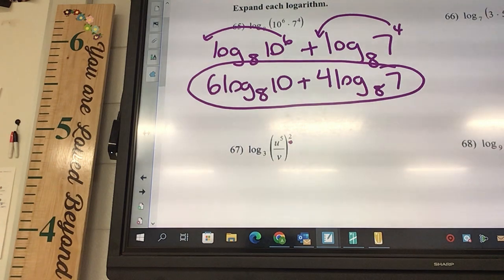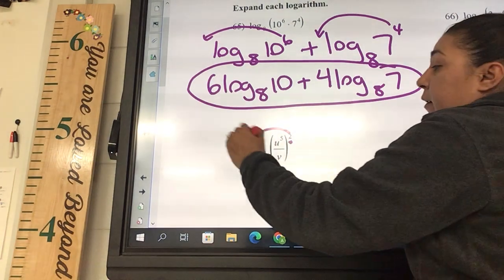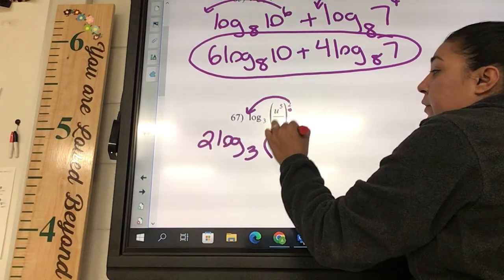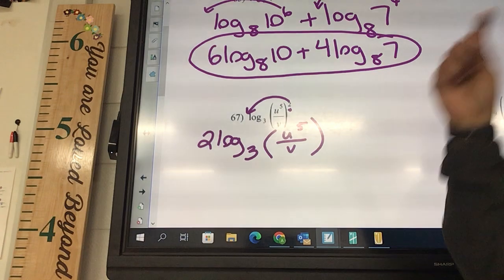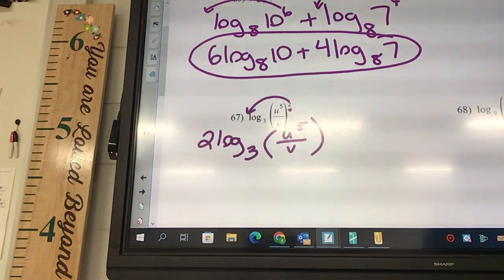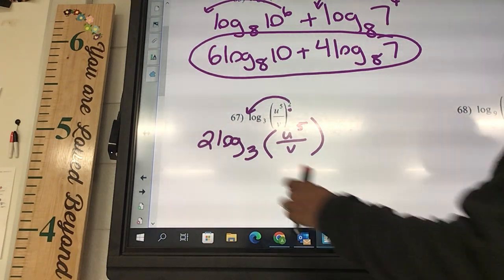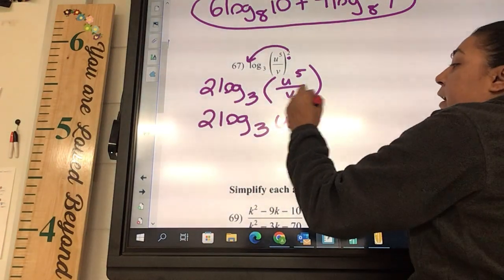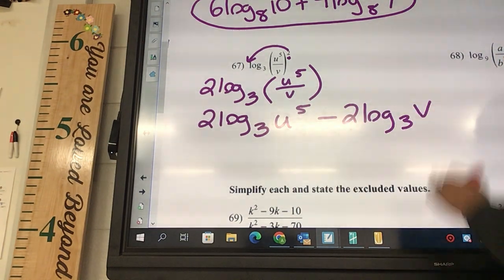Okay, whereas here, there's a power out there. So your very first step is going to be to move that power. So it's going to look like 2 log 3 of u to the 5th over v. Now, see how these all say log 8, they're all going to say 2 log 3, 2 log 3. So what goes with division? Subtraction. So it's going to look like 2 log 3 of u to the 5th minus 2 log 3 of v.